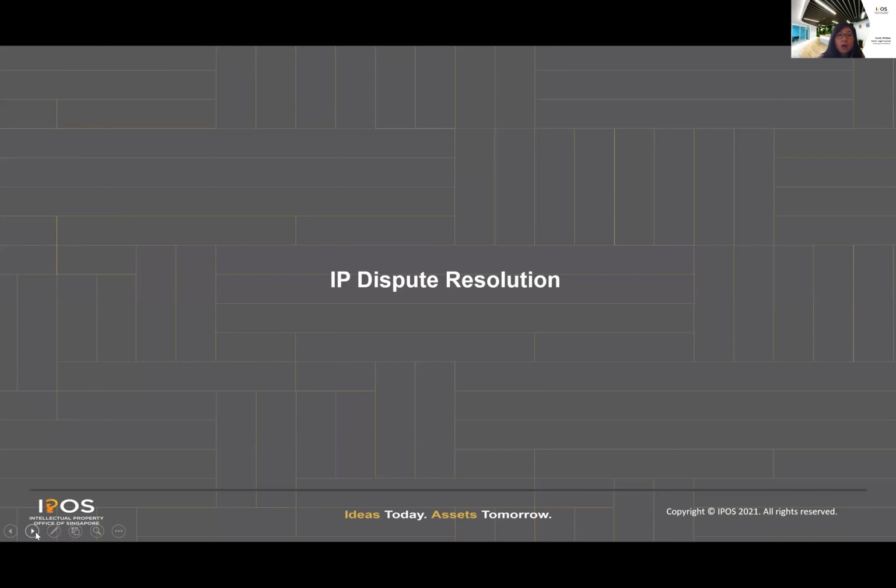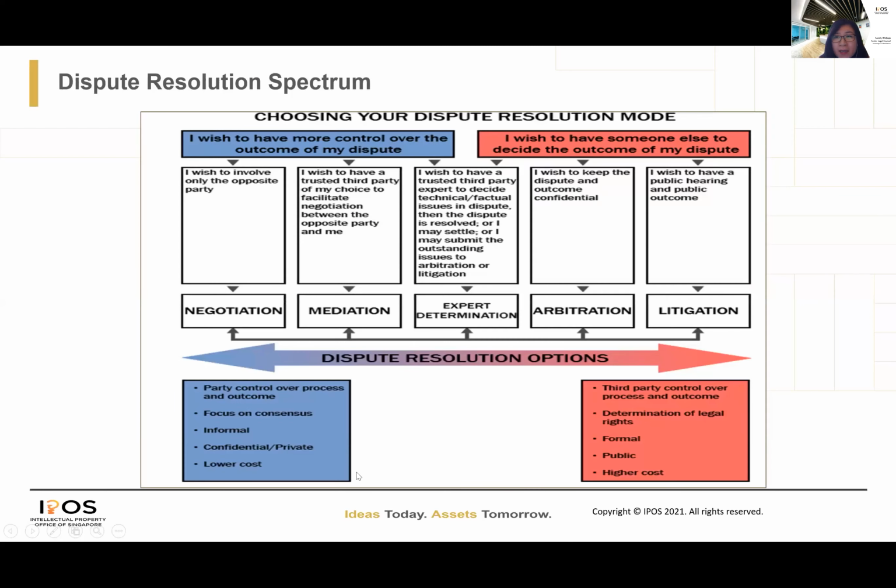Now I will talk about the ways in which to resolve IP disputes. This is the most important slide of my deck, and if you cannot remember anything else that I said today, this one will serve as a summary slide for my presentation. There are many different ways to resolve a dispute, and this is called a dispute resolution spectrum. At the right-hand side, as you see, is litigation.